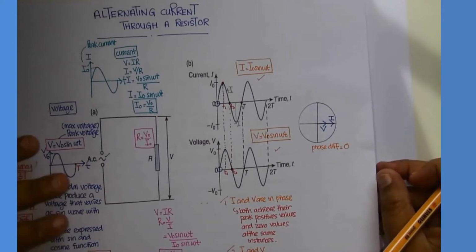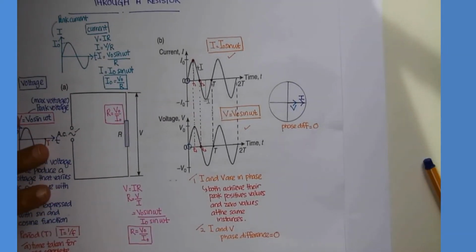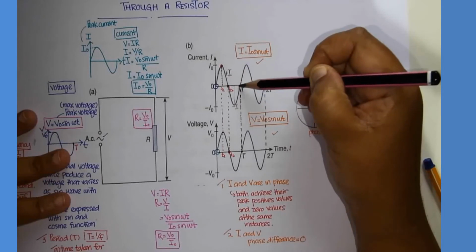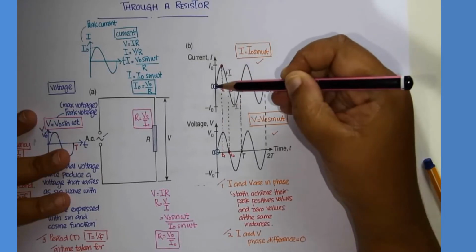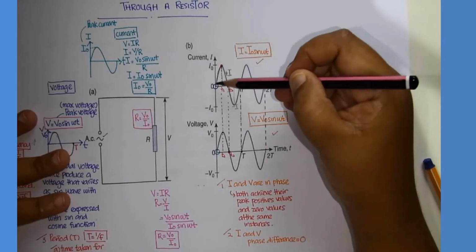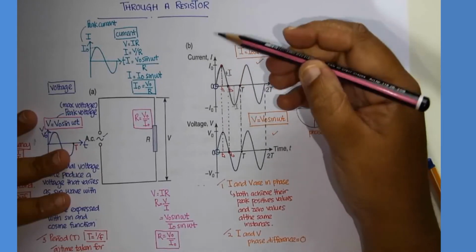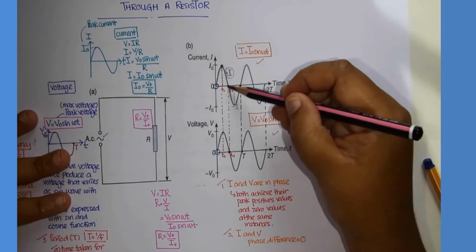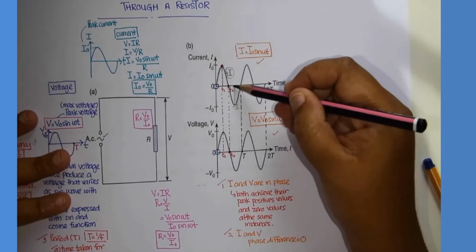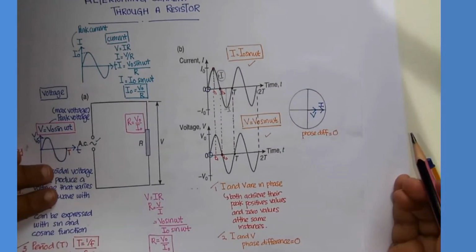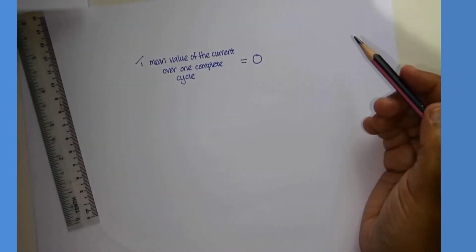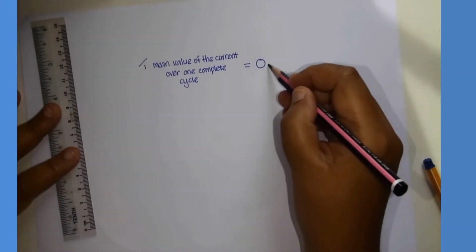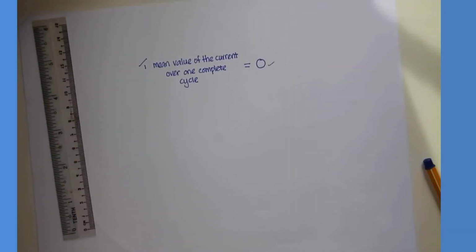Now let's look at this graph. This is one complete cycle, correct? During this one complete cycle, the first half is positive I, from here to here. Then the next one is negative I, from here to here. So the mean value will be positive I plus negative I, which equals 0.